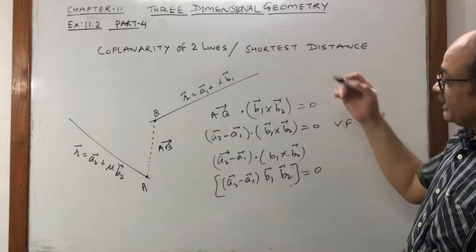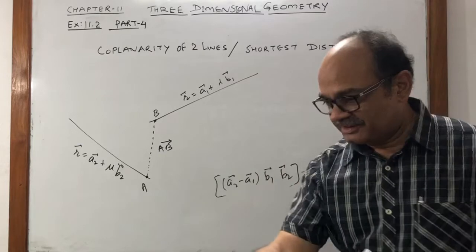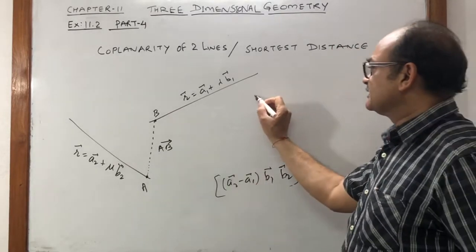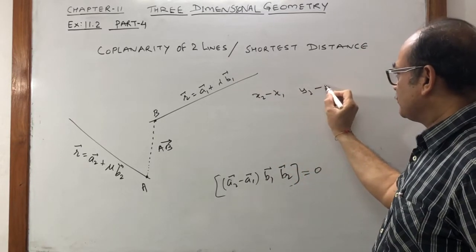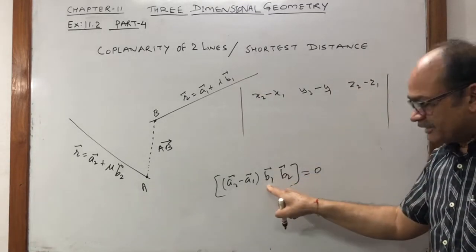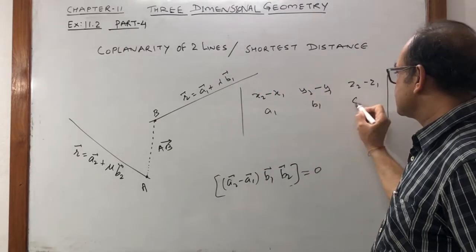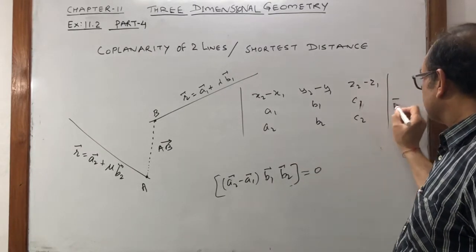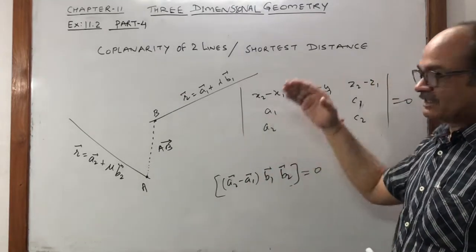And if this scalar triple product equals 0, lines are said to be coplanar. Clear? So how do we write it in the Cartesian form? In the Cartesian form, the first row is a2 minus a1, that is x2 minus x1, y2 minus y1, z2 minus z1, correct? Then the DRs of the first line a1, b1, c1 and the second line a2, b2, c2, and this determinant must be 0.